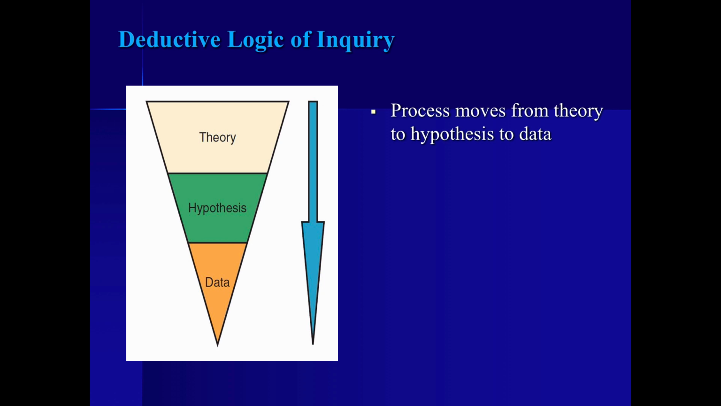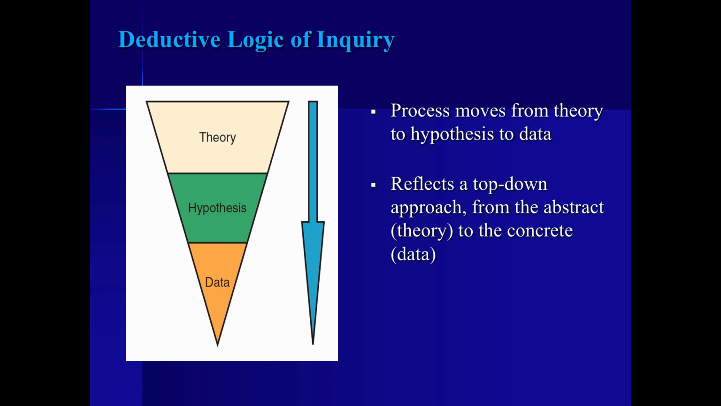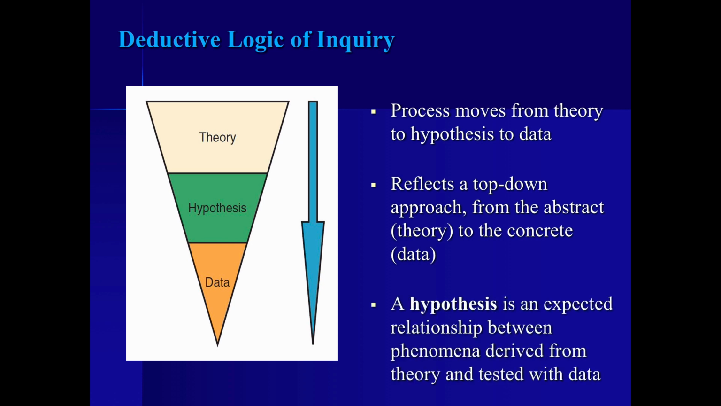So the process moves from theory to hypothesis to data, and it reflects a top-down approach from the abstract to the concrete. You're taking a theory and you're saying, all right, what data would I need to figure out if this theory is true? And then this is a definition actually from your book that I really like. A hypothesis is an expected relationship between phenomena derived from a theory and tested with data. Okay. Again, don't worry if you feel like this is too much too fast, because we're going to spend a whole lot of time talking through these things through the next couple of weeks.